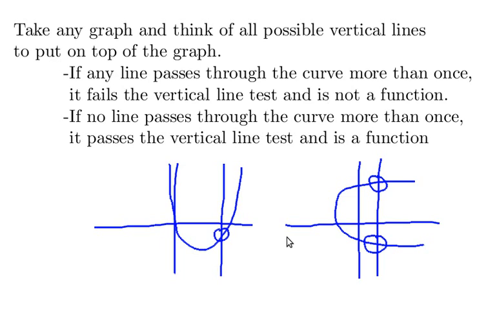So it's a pretty simple idea. It's just that if a vertical line can pass through a curve more than once at any place in the graph, then it's not a function. So this one is not a function because the line passes through it in 2 places. This is a function because no matter where you put the line, it'll always pass through at exactly one place. Okay, so now let's clear that off, and let's go to a few examples.